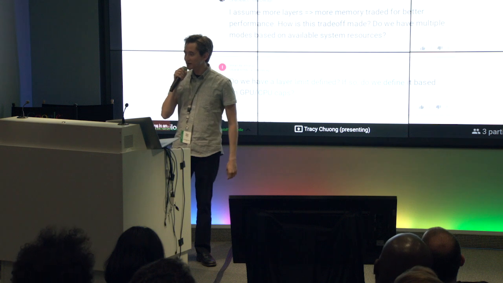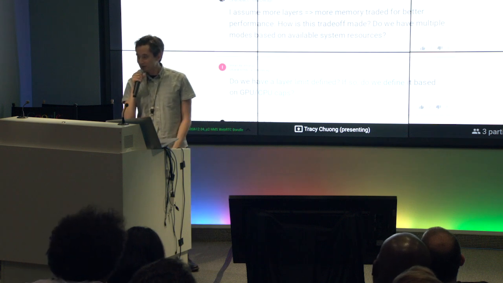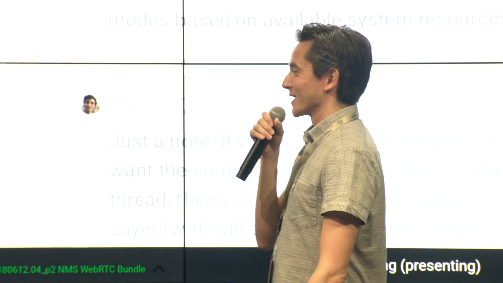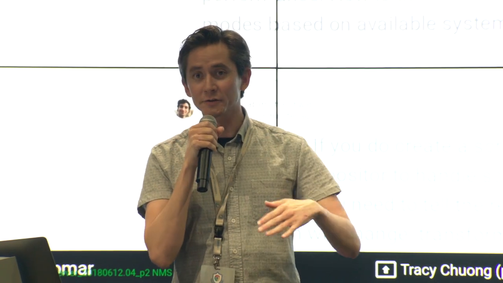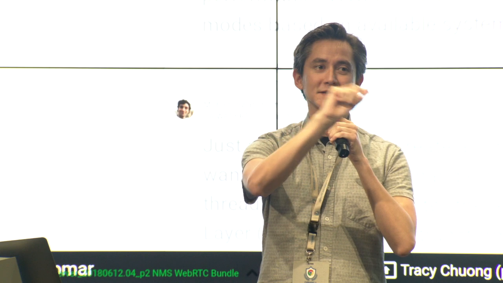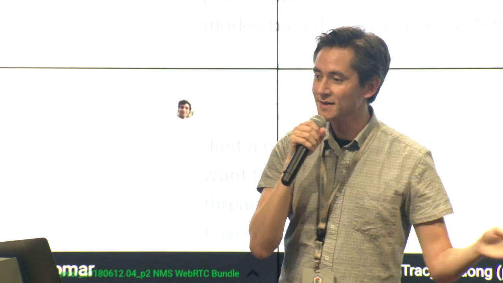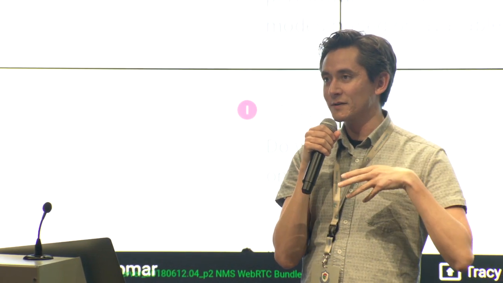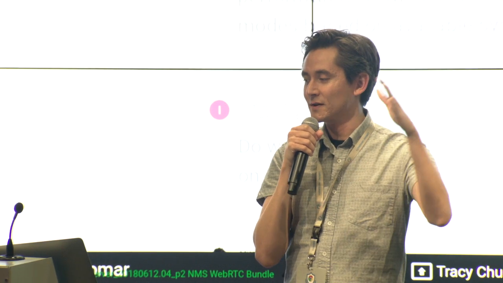When we lay out the layout tree, does layout information flow up the tree, objects tell their parents how big to be, or down, or some more complex combination? The answer is number three. It is a combination of up and down. So in particular, for a simple case of block layout, your height is coming from your children, but your width is coming from your container. Because if you imagine resizing the window, the narrower window has less space to lay out the text, so it's going to break in different places. And so there's this kind of dual dependency where only part of the layout information is complete until you've traversed the descendants and added them to your height.